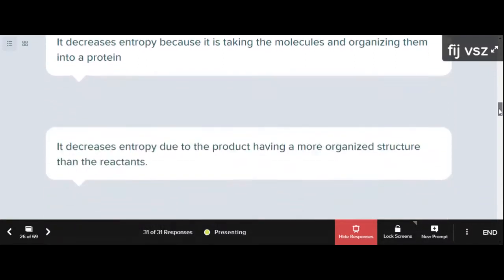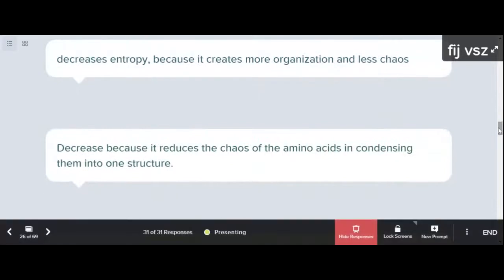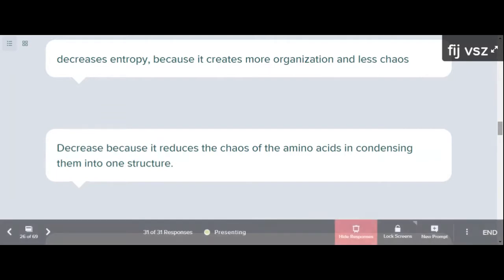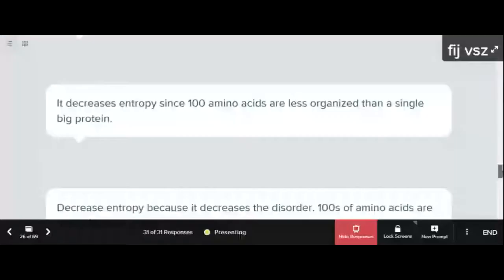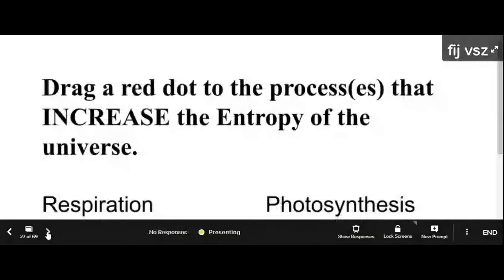Yes. So if we are decreasing entropy, we are very often doing something that is anabolic, right? There's that other word we learned about, where we are probably absorbing energy in order to create that order in the large protein molecule. Decreases it. Very good. You're all getting it right. Excellent job. Okay, next one.